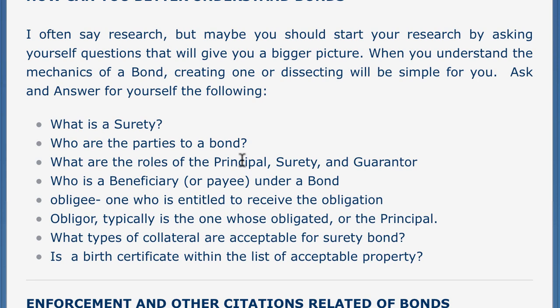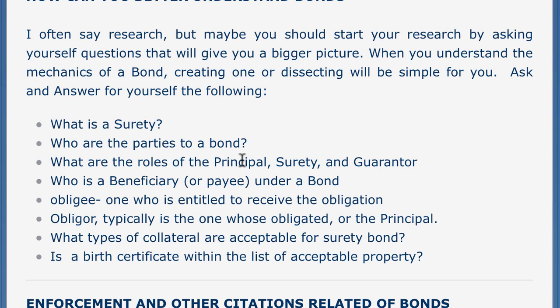Okay, but the next thing is, who is a beneficiary or a payee under a bond? Now, before I answer this, don't get confused. There's three major roles in the bond: principal, surety, and a guarantor. Just like there's three major parties in a trust: trustee, grantor, beneficiary. Three major types of commercial instruments: bills, bonds, notes. There's a lot of things in commerce that work with these threes. So remember, principal, surety, guarantor, research that first. Those are the parties to the bond.